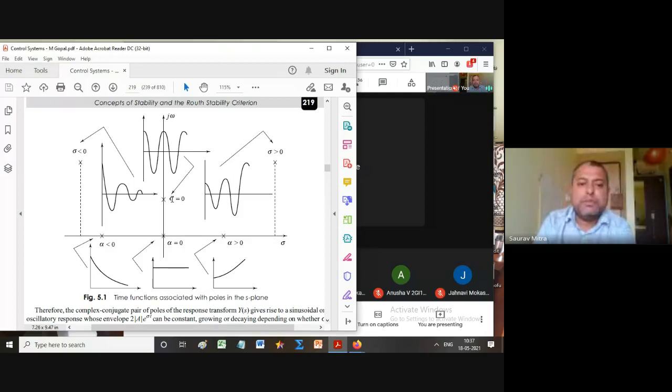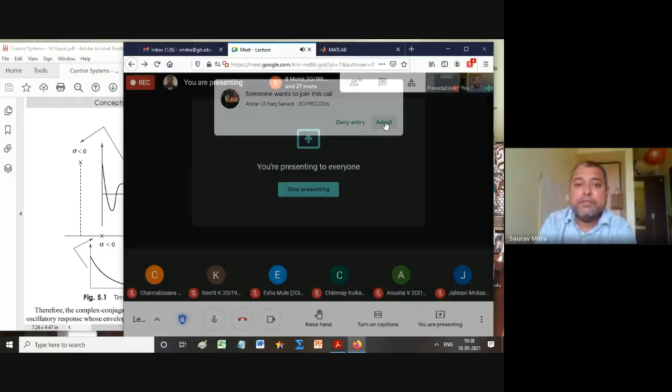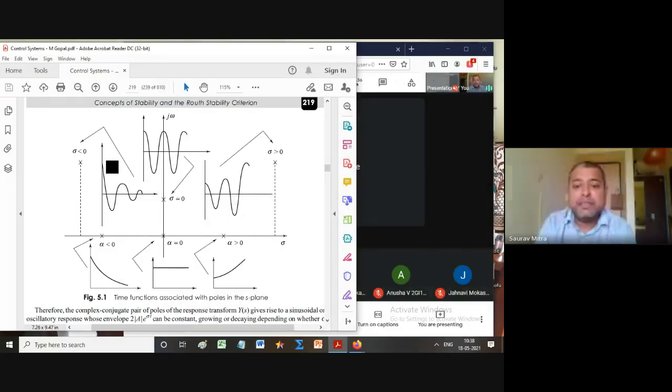So if the pole position is plus minus 3j, what is going to be the response of the system? In that case, you are going to find it is going to be a sine 3t. That means there is going to be a sustained oscillation. So for left side poles, imaginary poles, it is a decreasing kind of oscillation. For right side poles, it is an increasing kind of oscillation. This is unstable.